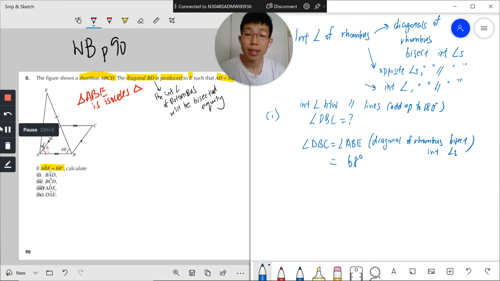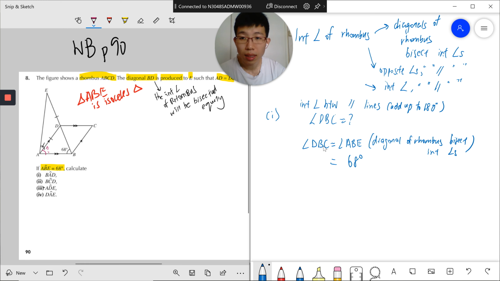How do I write the statement? I say angle DBC, because this is the angle we want to find, so we put it in front first, equals angle ABE, given in the question. The property is that the diagonal of a rhombus bisects the interior angle. That's why angle DBC is also equal to 68 degrees. So now we know that this angle over here is also 68 degrees.